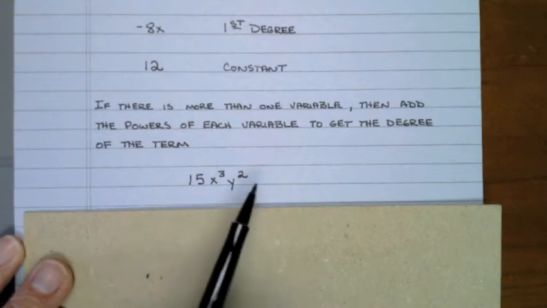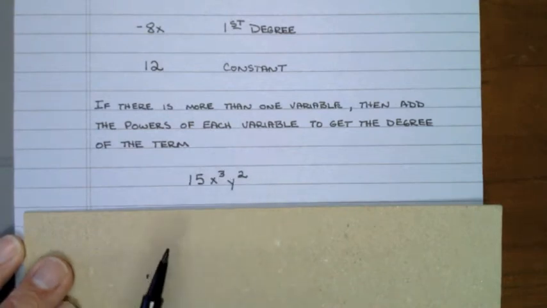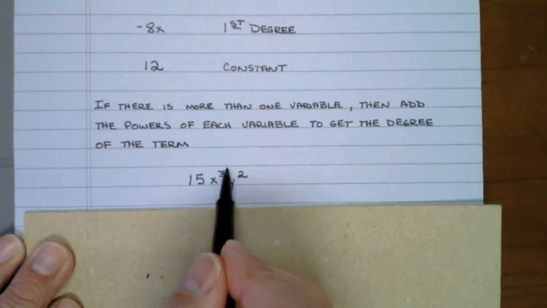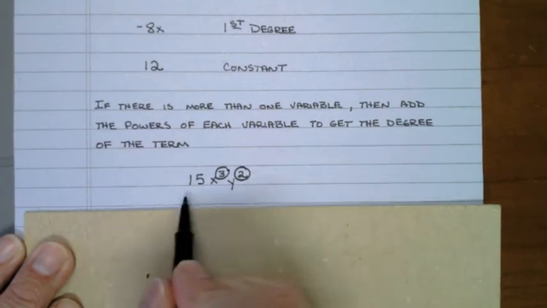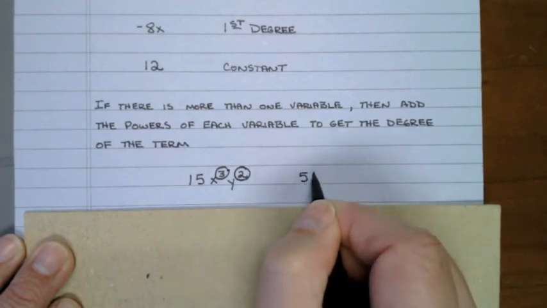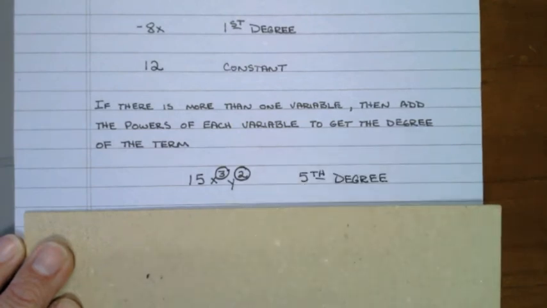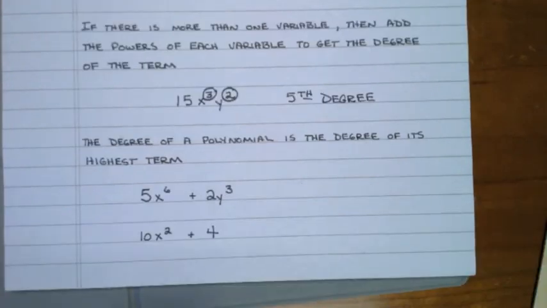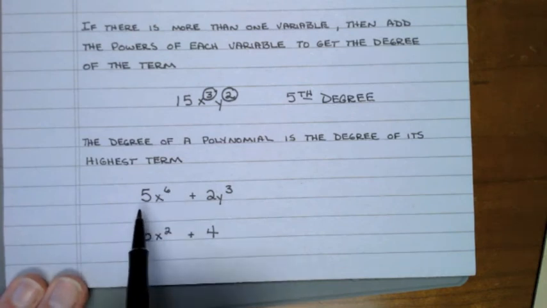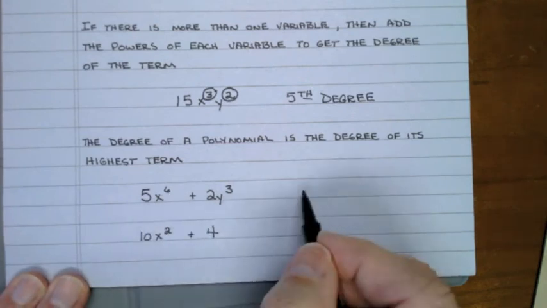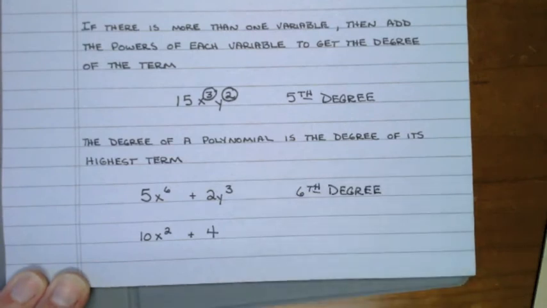the term. So if I'm given this one right here, to figure out the degree of this term, I need to take this 3 and this 2 and add them together. So the degree of this term right here would be the fifth degree. That term is raised to the fifth degree. The degree of a polynomial is the degree of its highest term. So looking at this binomial, because it has 2, I would look at, so the degree of this entire polynomial would be the sixth degree.